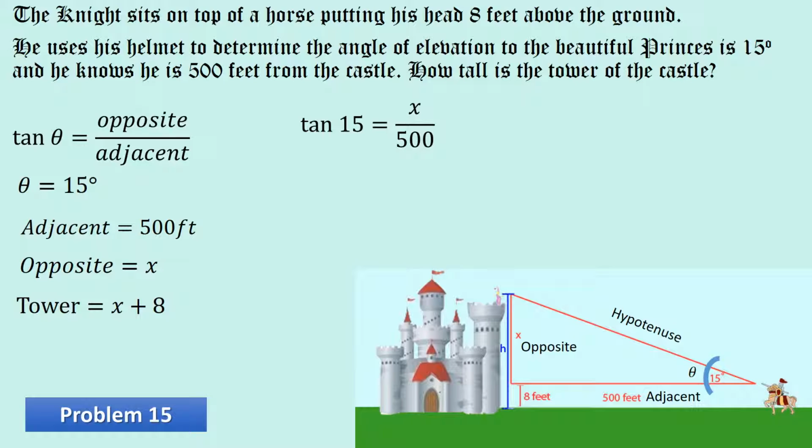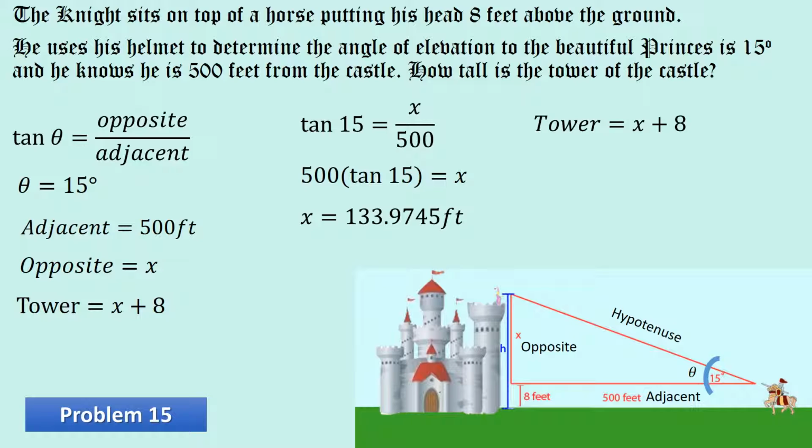This I can easily put into my calculator, but first I've got to cross multiply. So it's going to be 500 times the tan of 15 degrees, and that's simply going to give me x equals 133.9745, and that's only x.